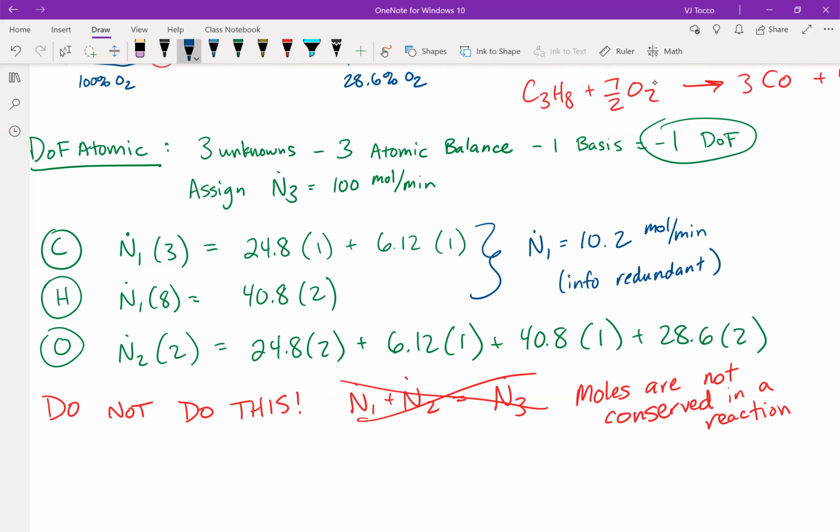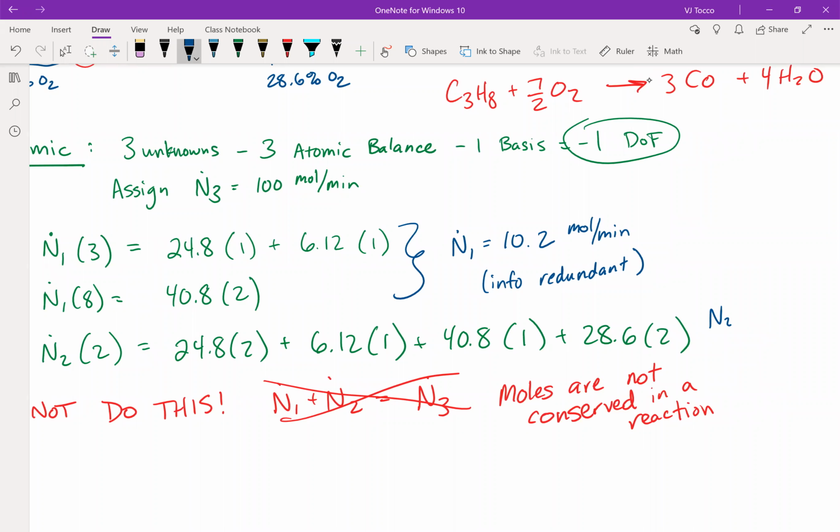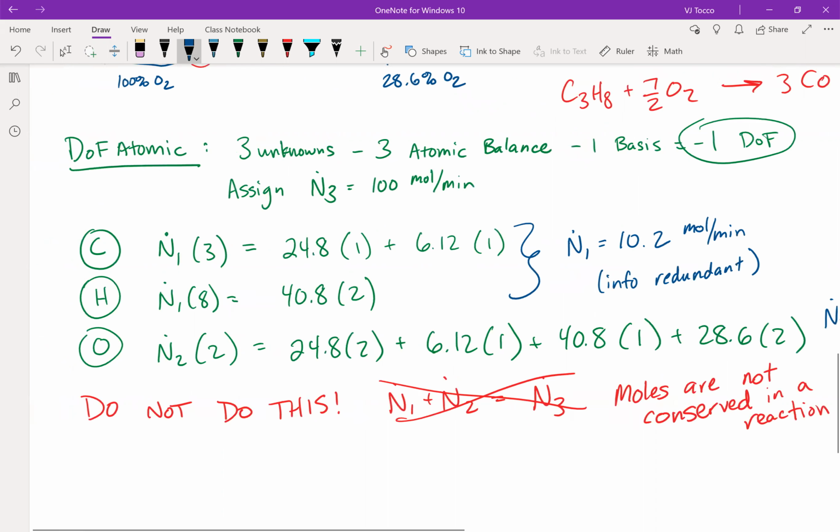So I stopped short of that, by the way. Let me work this out on my calculator. So I got that N2 was 76.9 moles per minute. So once again, notice that 76.9 plus 10.2 does not equal 100. So that is not a valid way to account for it.